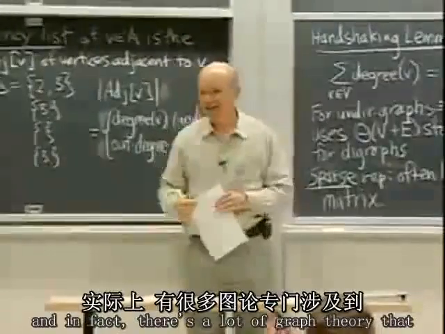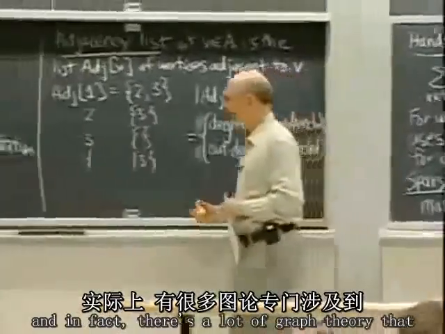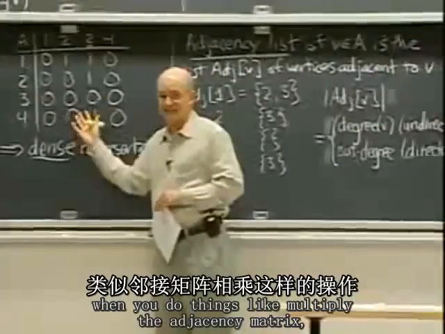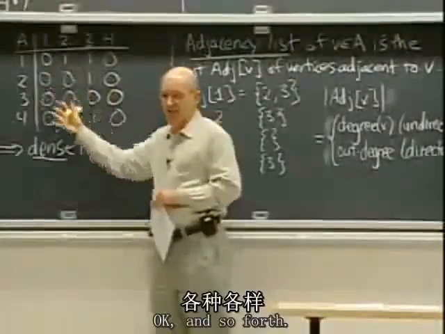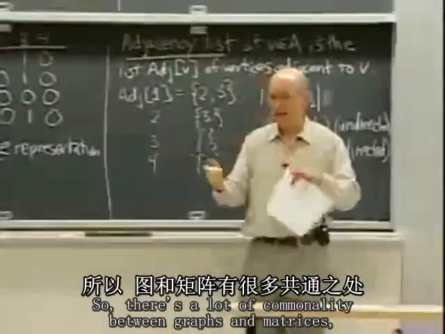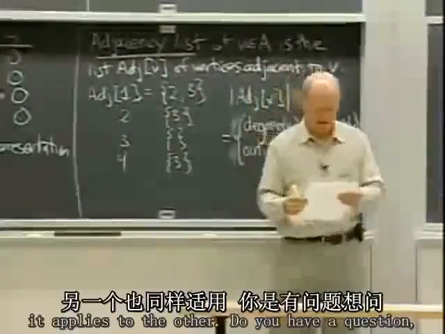Okay? And in fact, there's a lot of graph theory where we do things like multiply the adjacency matrix. Okay, and so forth. So there's a lot of commonality between graphs and matrices. A lot of mathematics that if it applies for one, it applies to the other.